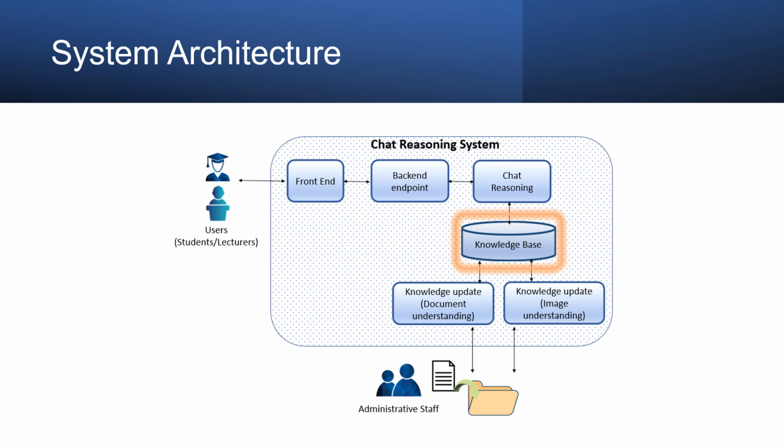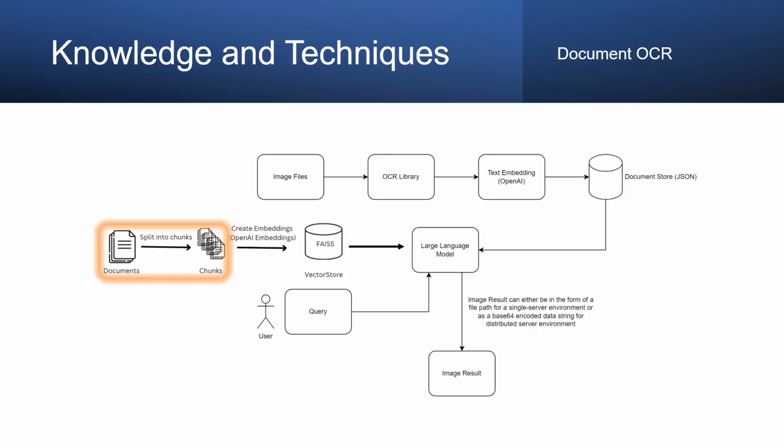Our knowledge base will store the knowledge for the reasoning system. The knowledge update module for document understanding passes the document into chunks of knowledge into the knowledge base. So here you can see a detailed overview where we load the relevant documents and pre-process them and split them into chunks. These chunks are then passed onto our word embedding model, creating embeddings which we will store in a vector store.